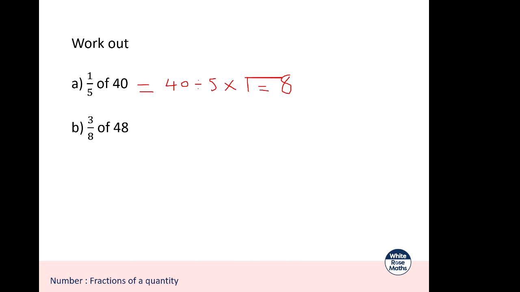Okay. Next one. 3/8 of 48. So again, divide by the bottom, times by the top. So 48 divided by 8 and then times it by 3. 48 divided by 8 is going to be 6. 6 times 3 is going to be 18. So the second answer is going to be 18. And that's a fraction of an amount. Divide by the bottom, times by the top.